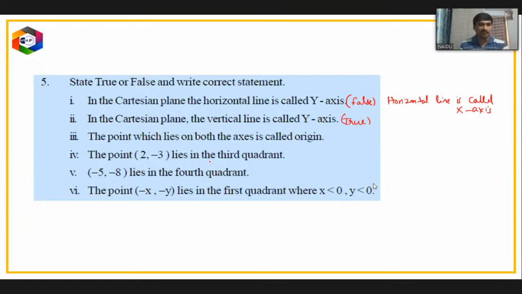Say if it is false, we have to write the statement. Now, the point which lies on both the axes is called origin. As we already discussed, this is the horizontal reference line and this is the perpendicular, vertical reference line, and the meeting point of these two we have named as origin. This point is called origin.